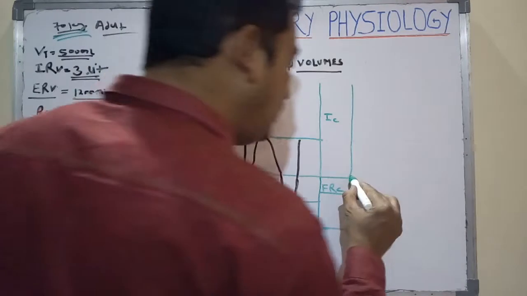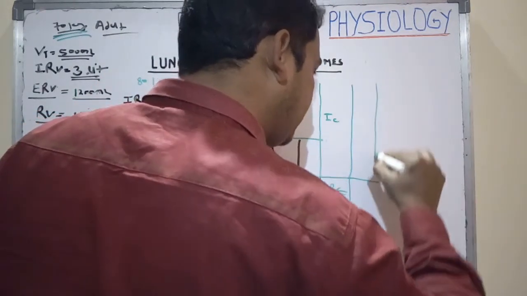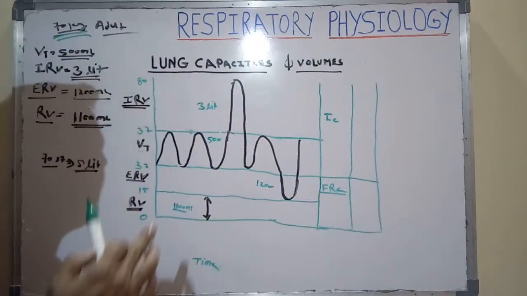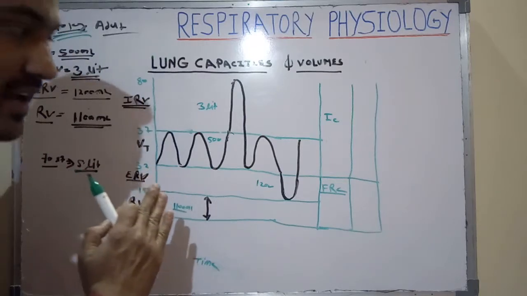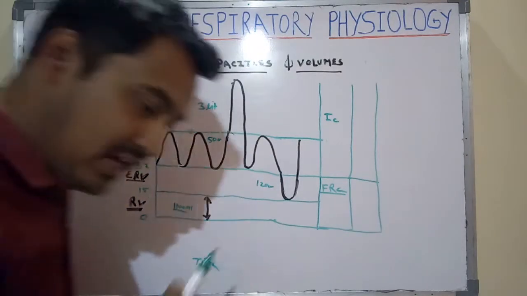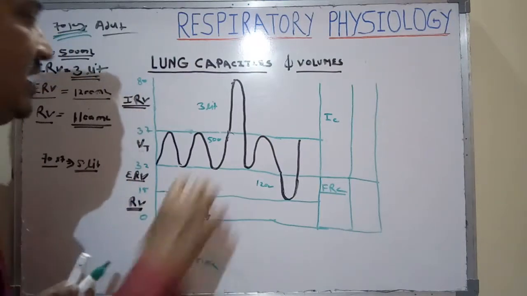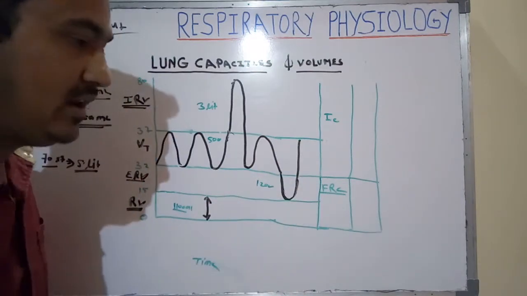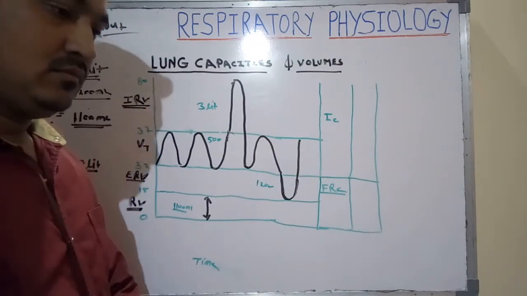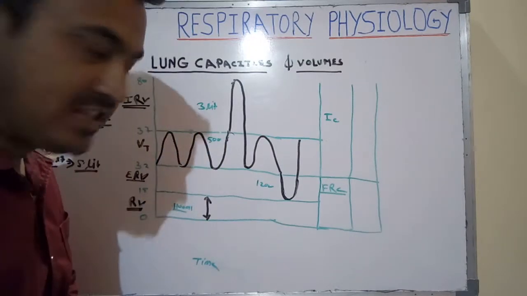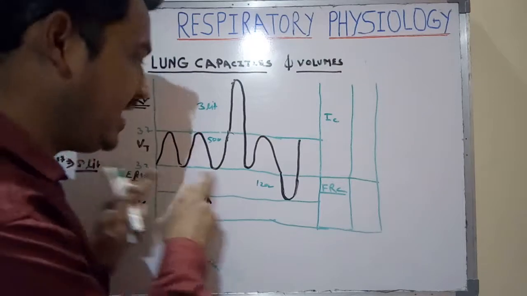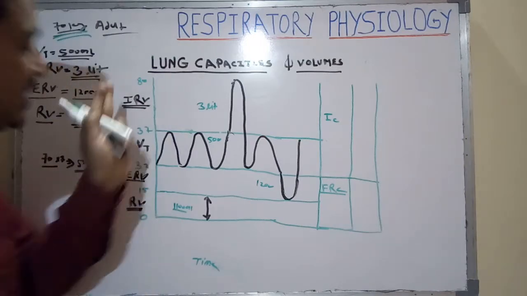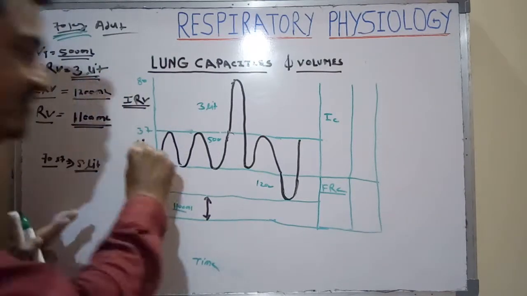Now, the volumes that can take part in breathing, that is functional volume. What are the volumes that can take part in breathing? This is always normal. Even we can inspire additional, even we can expire additional. So additional expiration, that means ERV, expiratory reserve volume. Additional inspiration, that is IRV, inspiratory reserve volume, as well as tidal volume.